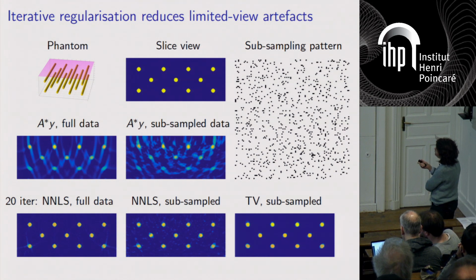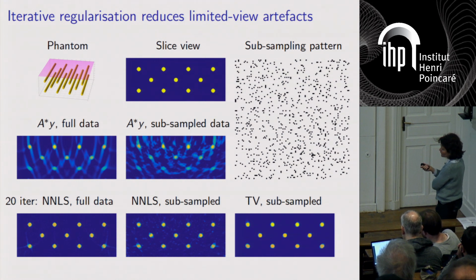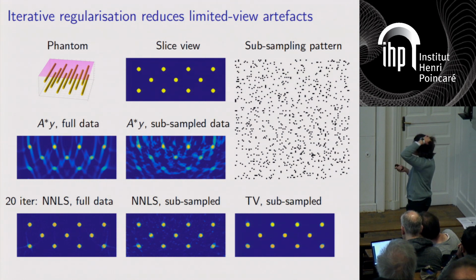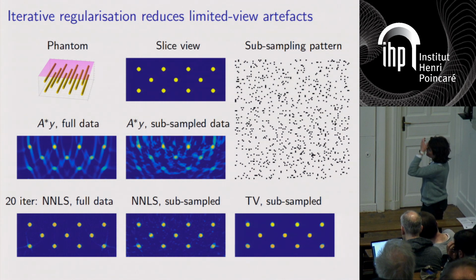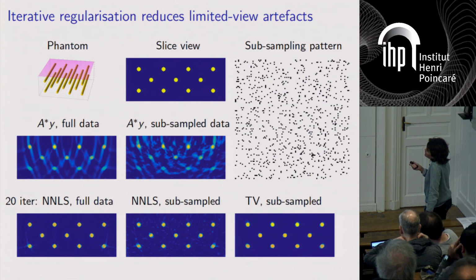So if you would measure everywhere and then just apply the adjoint to the data, this is slightly different to the time reversal, but it's not hugely different, and the artifacts are similar. And so this is what you get. And if you do this to the subsampled data, these artifacts get different, let's say.